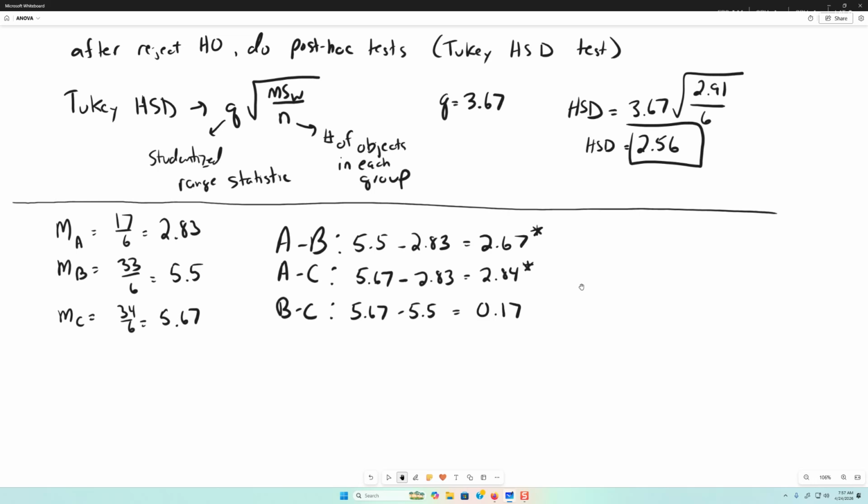And we reject the null and we say that group A and B are different and group A and C are different in terms of sugar. And if we look at the mean sugar, cereal B has more sugar than cereal A. Statistically significant more sugar. And group C has statistically significant more sugar than group A. But there's no difference between B and C. So let's take a look at another problem.